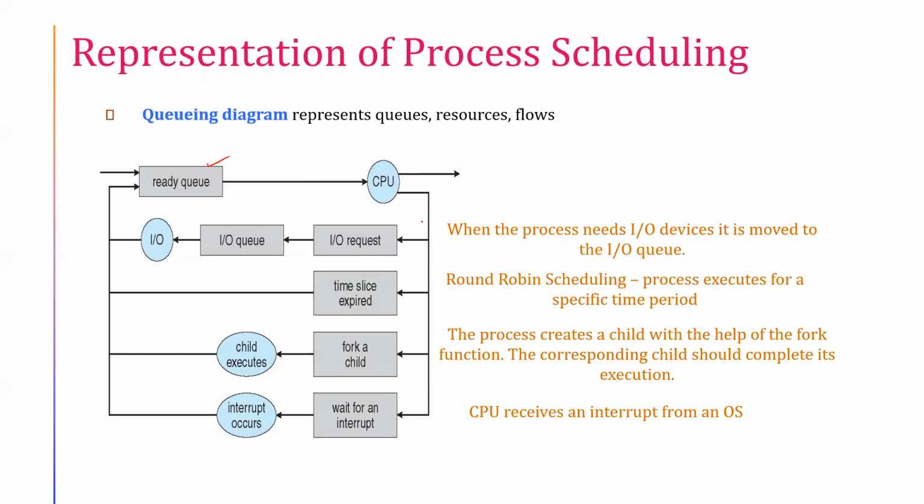So now you see a particular IO request occurs. When an IO request occurs, it will move that particular process to the IO queue. So when the process needs the IO device, it will be moved to the IO queue. Now it will be in the IO queue. Once the IO request has been serviced, this particular process will be moved once again back to the ready queue. So this is the second condition.